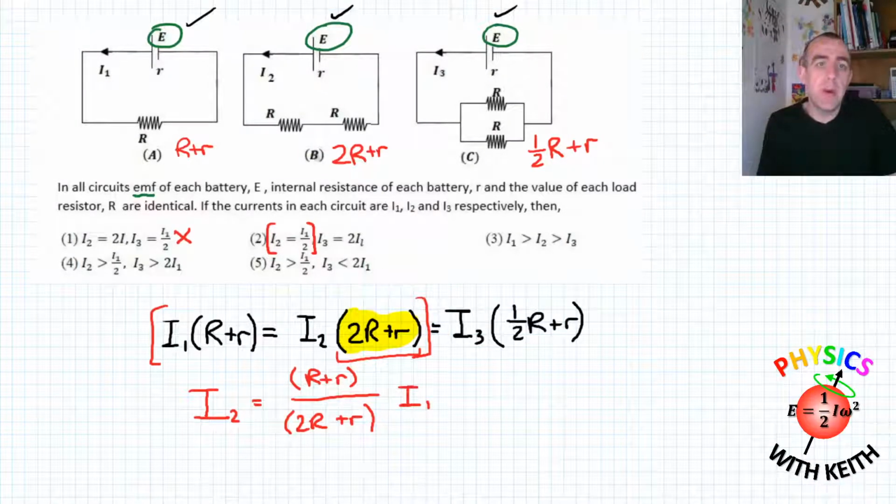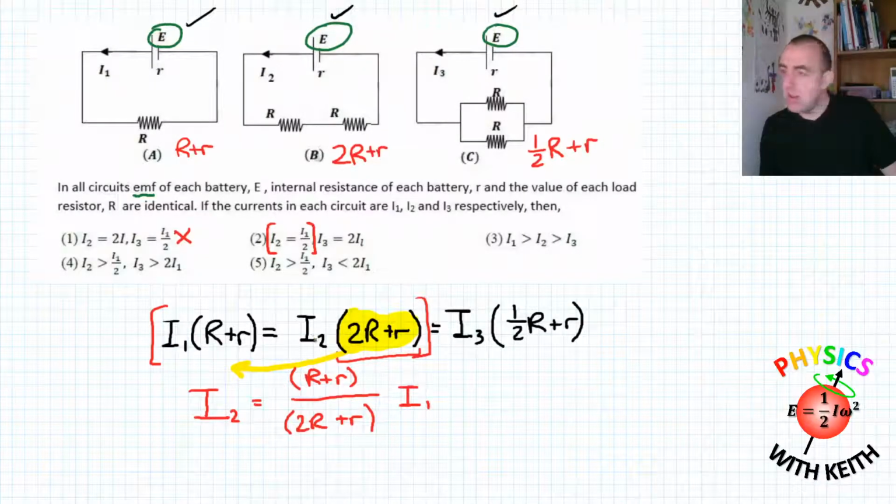Some people think about it in terms of moving that bit I've highlighted in yellow. So I've effectively moved it to the bottom here to get this expression underneath. I2, which is left by itself when I've moved it, equals I1 multiplied by, and then R plus r over 2R plus r.